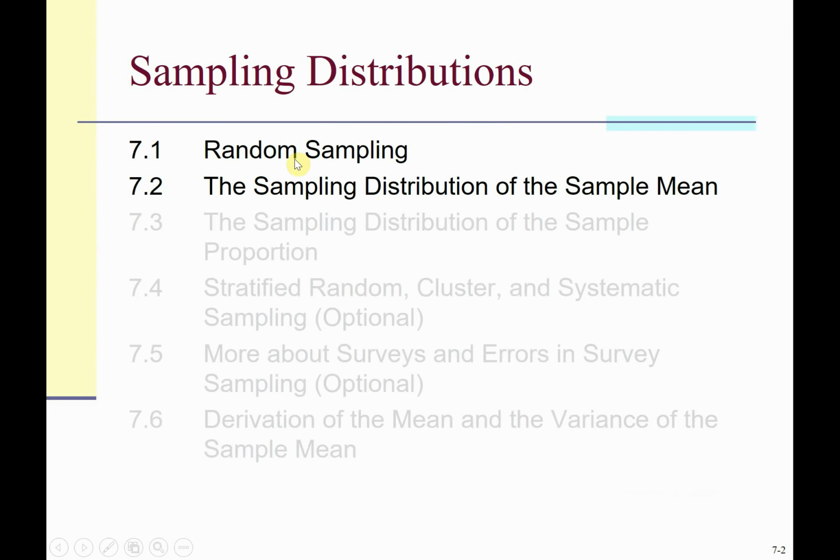So we'll focus on something called random sampling. We don't want to cherry pick. We don't want to introduce any bias. So hopefully we choose a sample where everything in the population is equally likely to be selected.